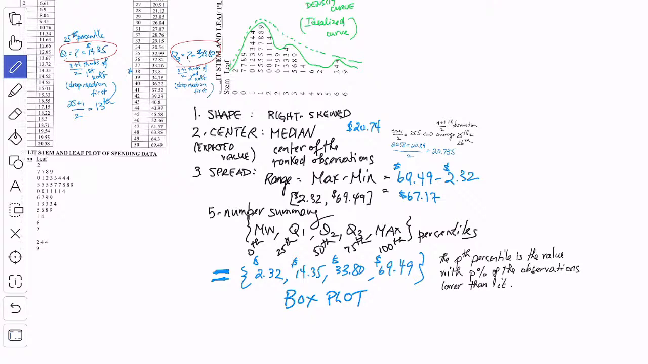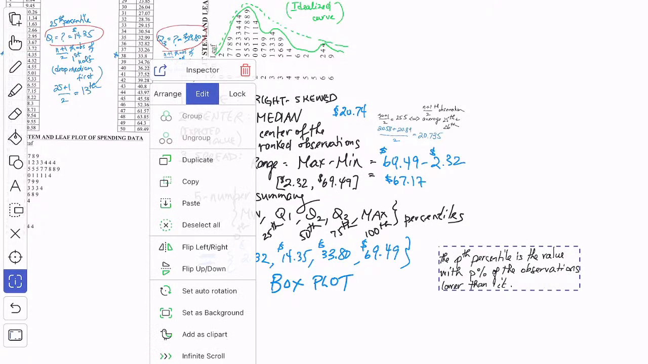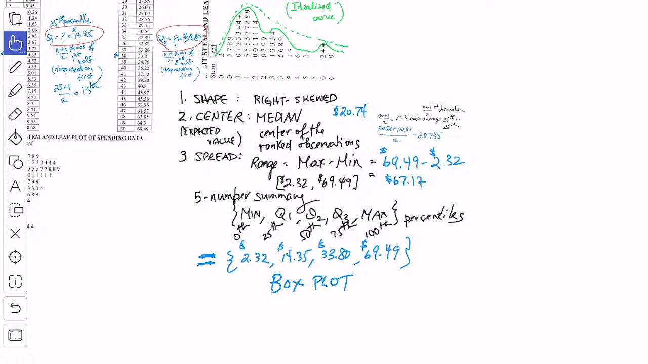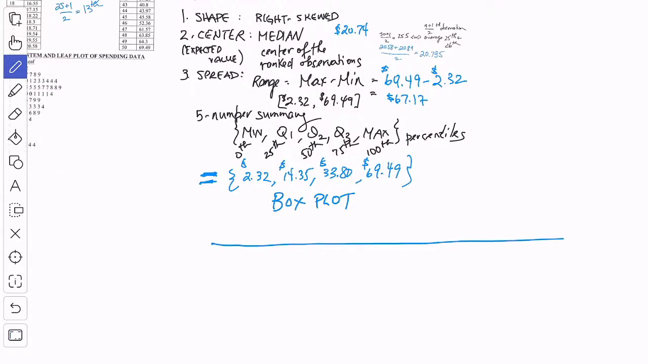So what you do on the box plot is you mark these positions and you demonstrate the spread. I'm going to do this roughly, but I have some nice drawings in the notes that you can work with. So this is the minimum.